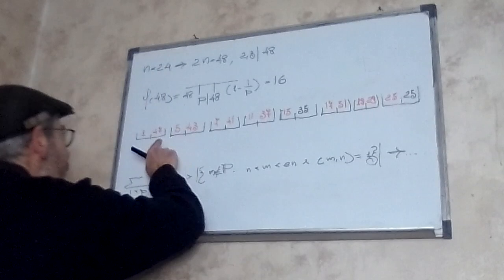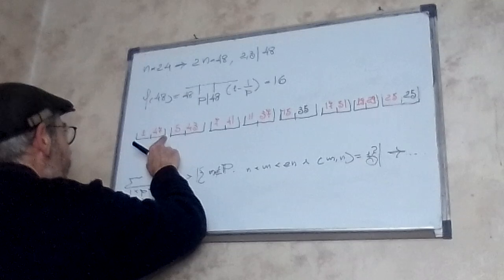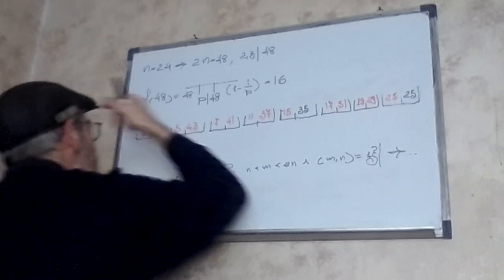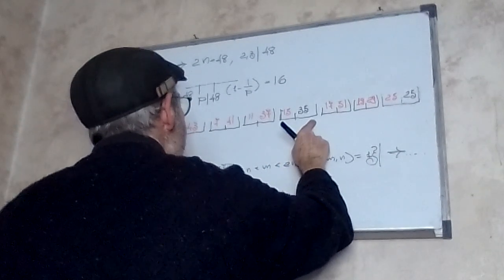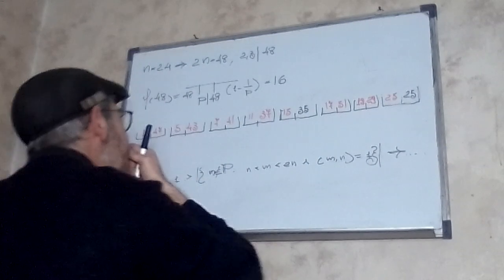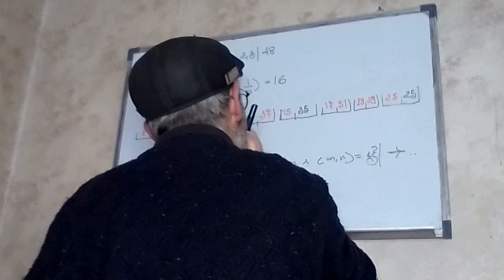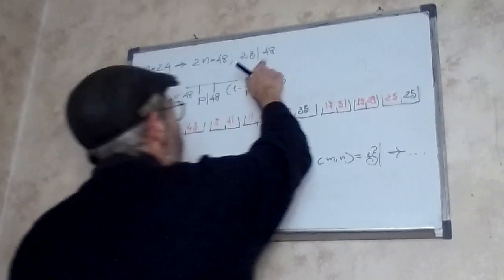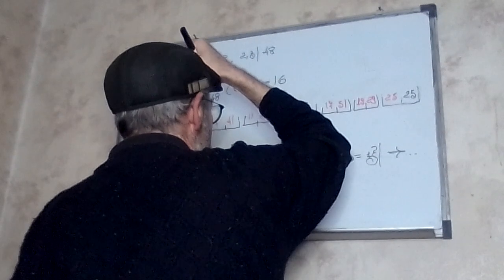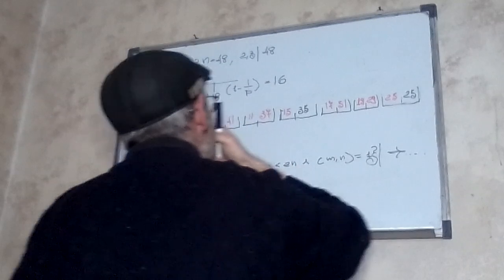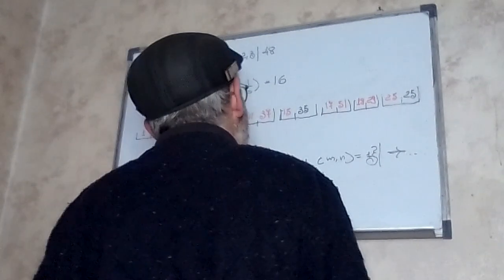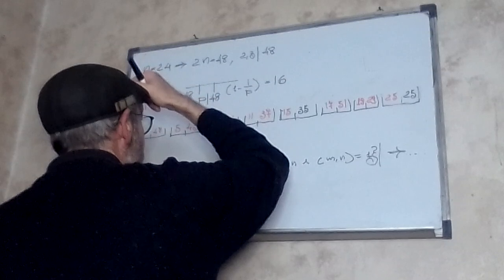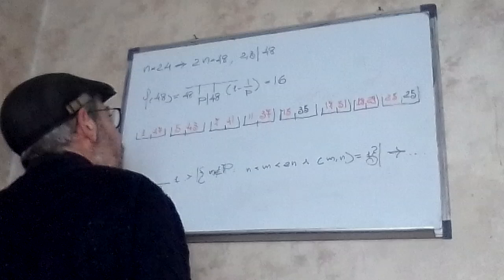The fact that the number of prime numbers between 1 and 24 is greater than the set of composite numbers coprime with 48 between 25 and 48 is enough to state that for 48 the Goldbach conjecture is observed.